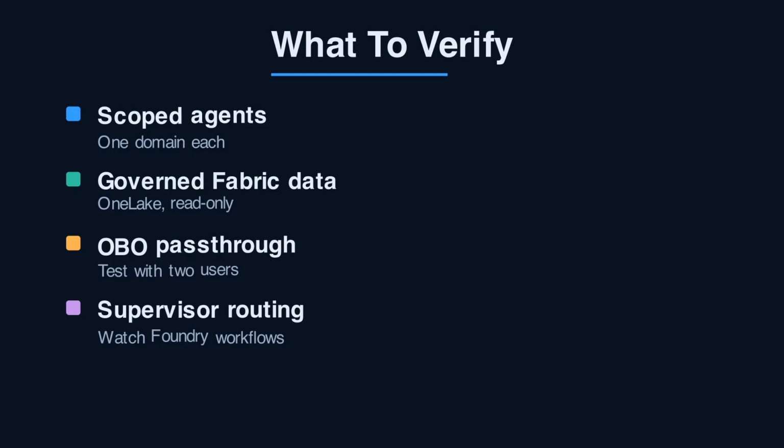To verify, log in as 2 users with different permissions. Ask the same question. If the rows differ, your scoping works. If they match, your pass-through is broken. Check the current Azure docs before you ship.